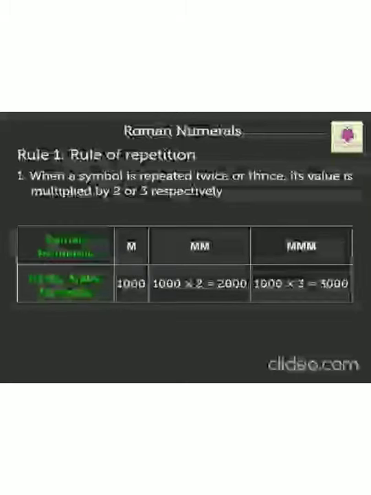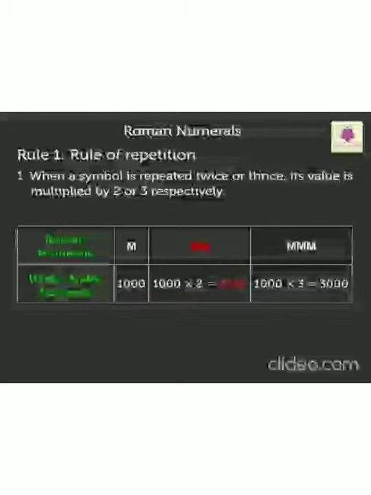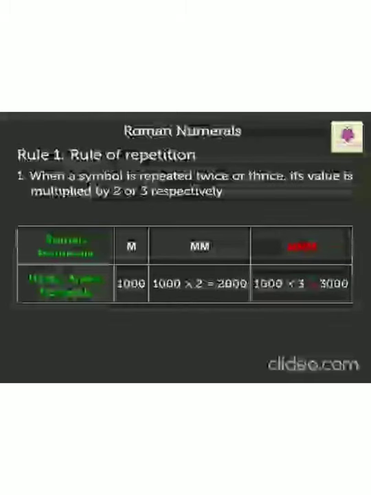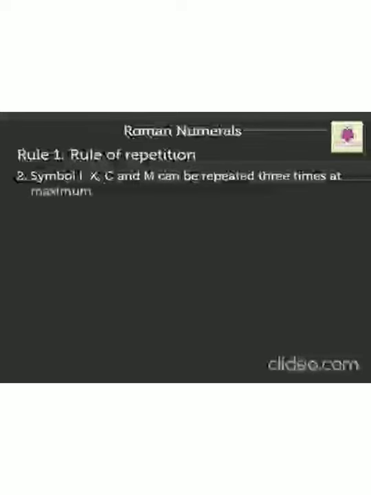For example, M is equal to 1000. MM is equal to 1000 multiplied by 2 is equal to 2000. MMM is equal to 1000 multiplied by 3 is equal to 3000. 2. Symbols I, X, C and M can be repeated 3 times at maximum.